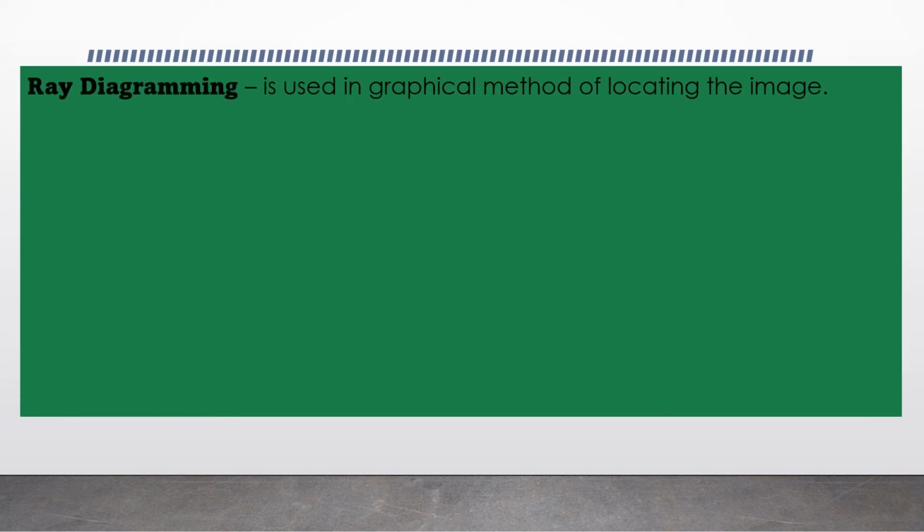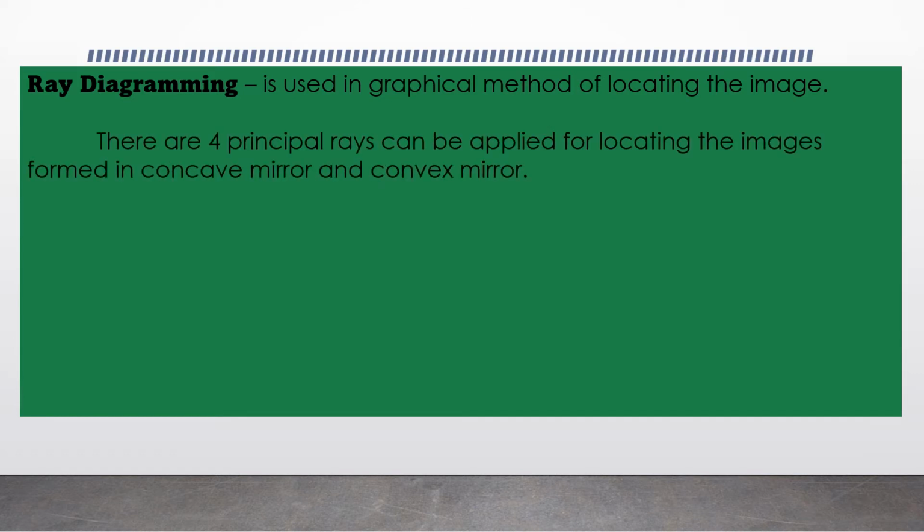The best method to use in order to locate and describe the image formed in a curved mirror is what we call ray diagramming. Again, ray diagramming is used in the graphical method of locating the image. And there are four principal rays that can be applied for locating the images formed in concave mirror and convex mirror. We have here the P to F ray, the F to P ray, the C to C ray, and the V ray.